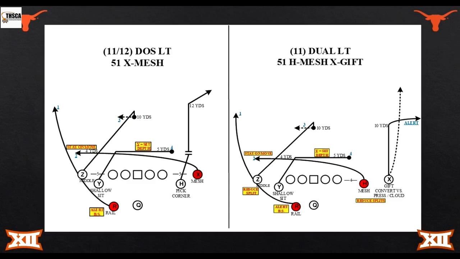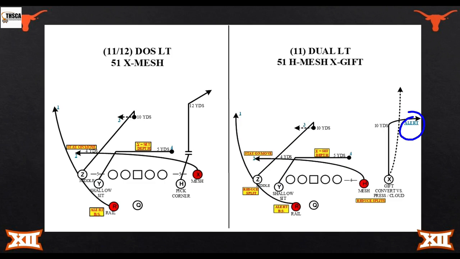The other way that we will install this play, picture on the right, all right? Now we're saying H mesh, no different. We're tagging the mesh route runner, all right? It's still 51. The rail route is 1. The next adjacent is the shallow sit. Next adjacent to him is the middle. In this instance, we are tagging a gift route to our X. That is an alert for the quarterback.